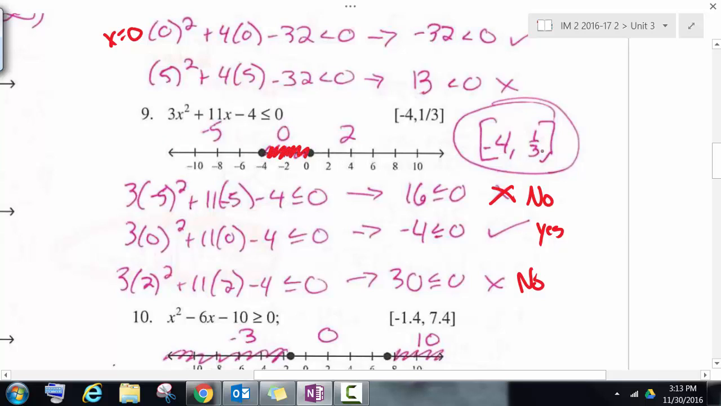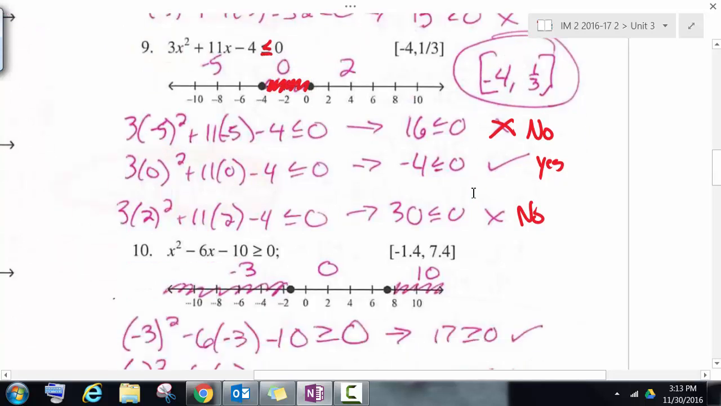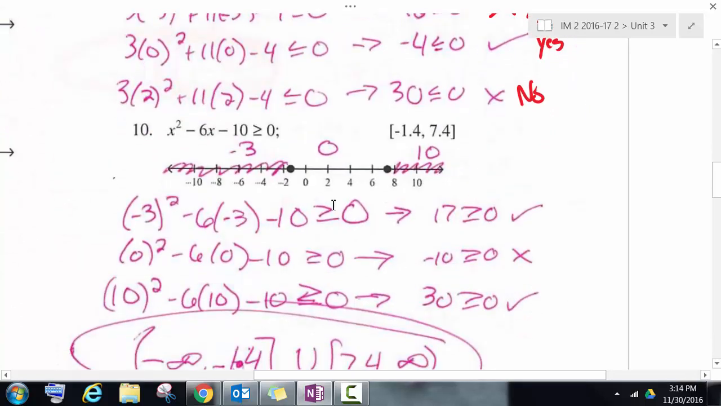So it's from -4 to 1/3, and now they're shaded in because it's less than or equal to, so we have square brackets. So square bracket on -4 and square bracket on 1/3. Last one. So we have three sections again, -3, 0, and 10. Even though my zeros are decimals, I choose whole numbers to plug in.